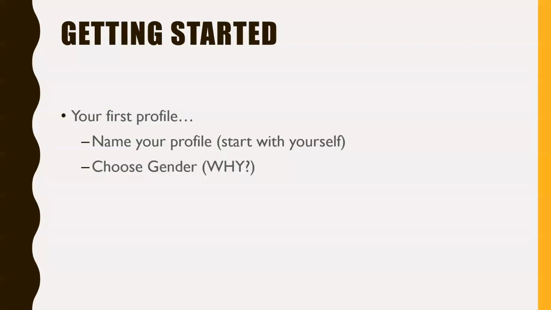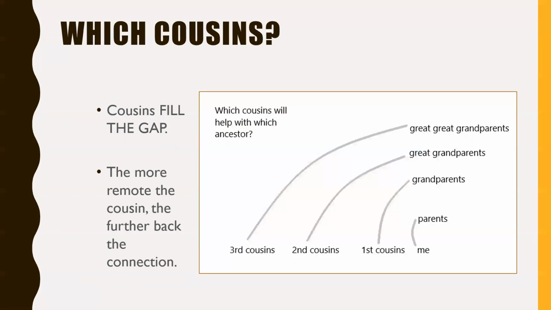So to get started with your first profile, you want to name it, and you should probably start with yourself. The reason is, first of all, if you're going to be on the free side and you only have one chromosome map, you're going to want to do your own first. Choose the gender. Remember, that's important because of the X chromosome, because men have 1 and women have 2. And then remember which cousins fill the gaps. When you're talking about third cousins, those relate back to great-great-grandparents. So the more remote the cousin, the further back the connection.